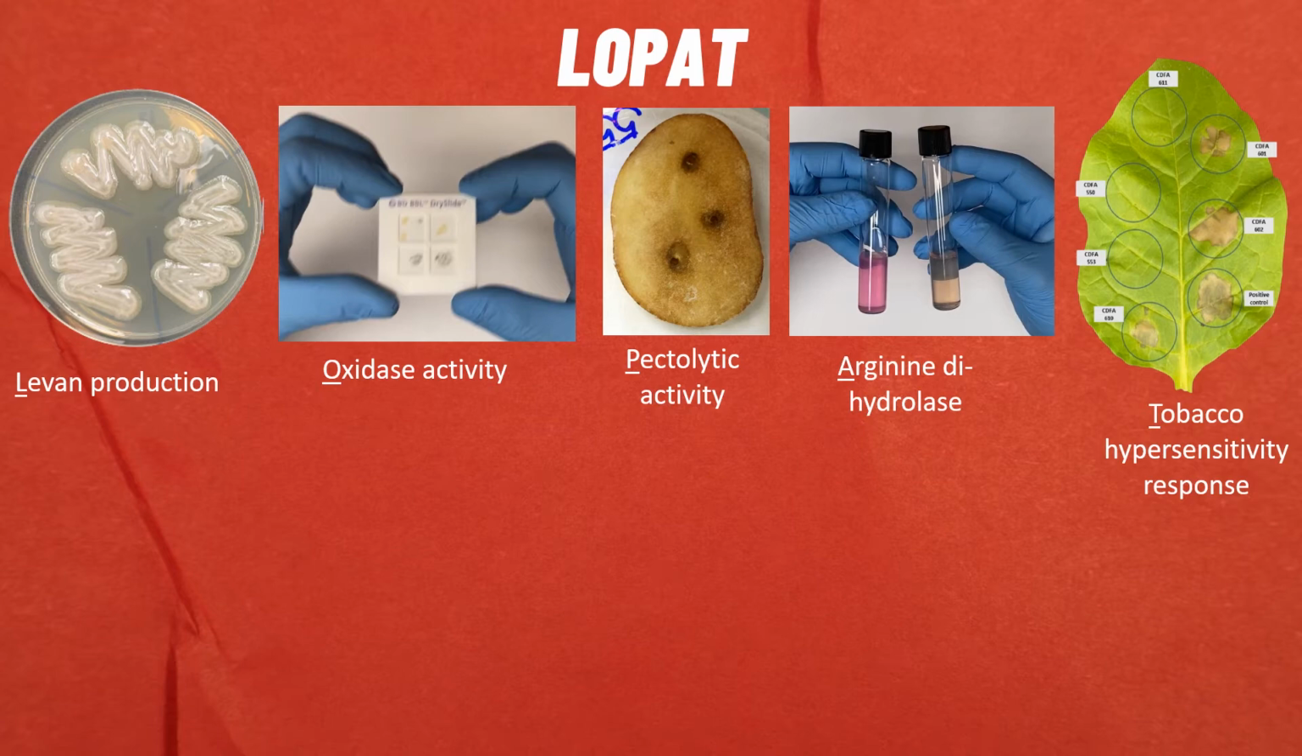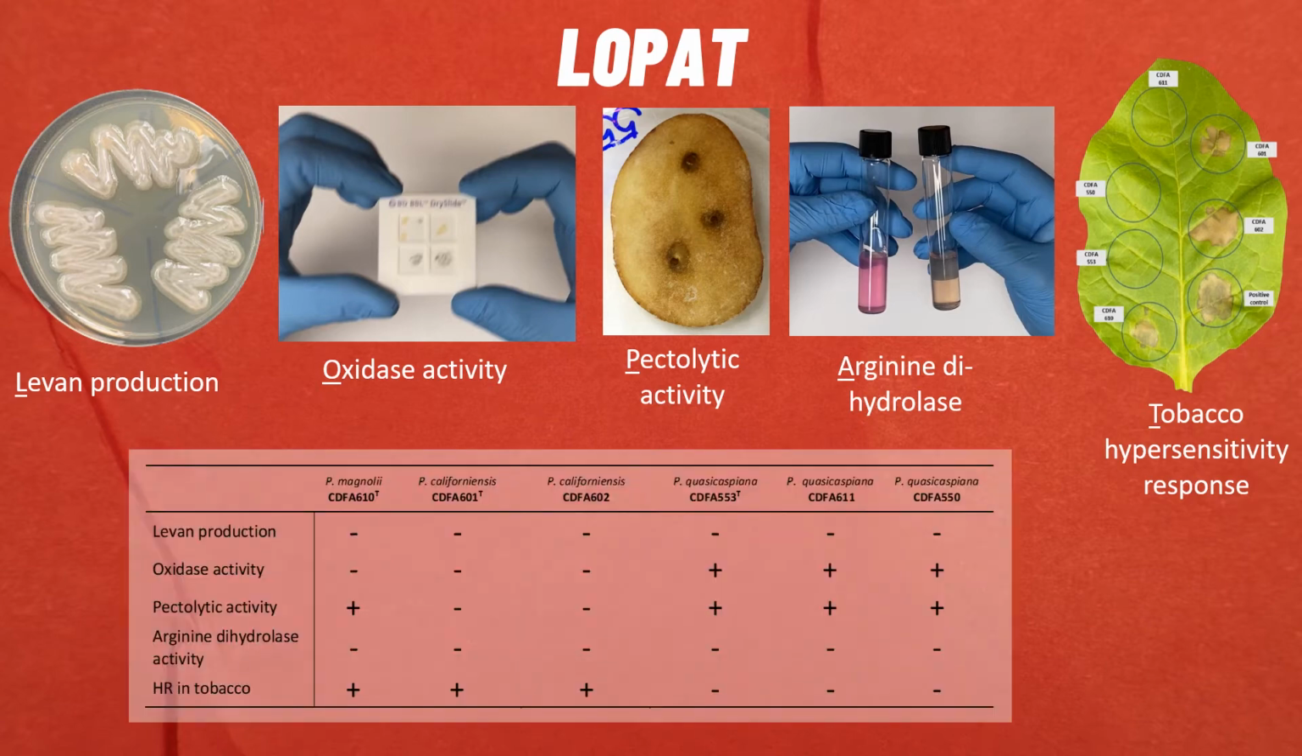In this test, bacterial suspension is infiltrated in tobacco leaves. The development of a necrotic area at the inoculation site is recorded as positive. The LOPAT results for the 6 strains isolated from the ornamentals can be seen in the table on this slide, and the results are similar for the strains of the same species.